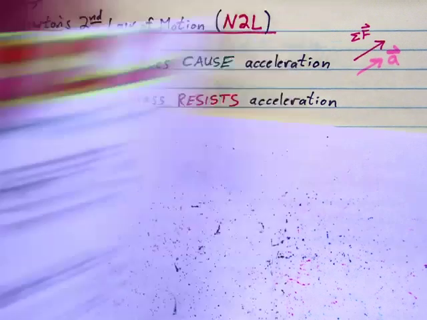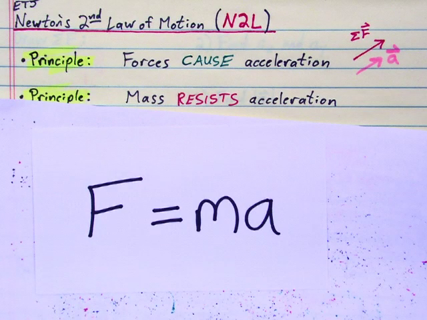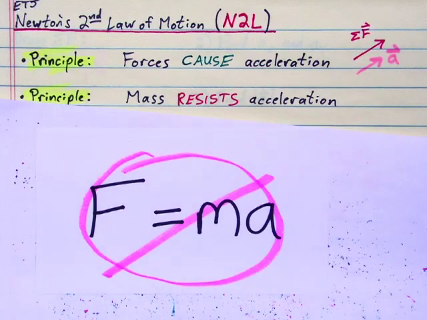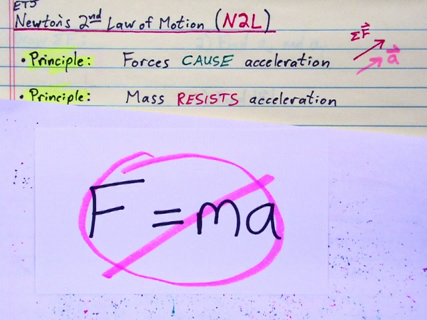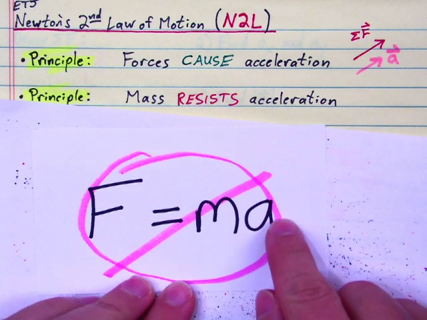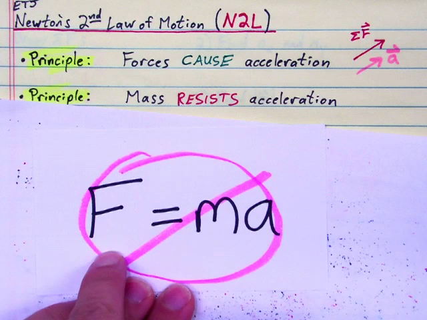You may have often seen Newton's second law written like this: F equals ma. Really, that's the way it's most commonly expressed. But writing Newton's second law in this form is no good. It's misleading. It mixes up the whole point of the law. Writing this, it makes it look like a mass times some acceleration produces a force.